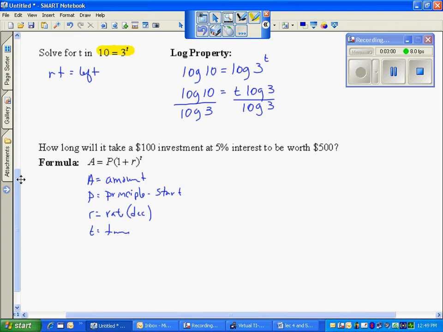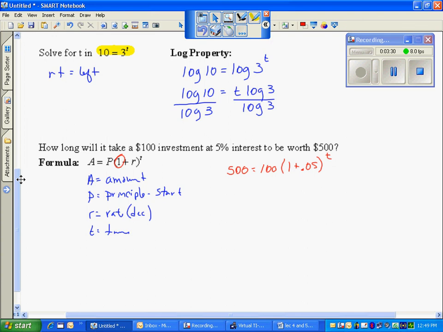So the situation says that I have $100 and I'm going to invest it at 5%, and I want the end result to be 500. So I want to end up with 500 after I started with 100. You have a 1 in this position, which says keep the $100 and add it to the interest that you're going to be getting, and the interest is at 5%. So notice I converted it to a decimal, and I'm going to raise that to some unknown time period. That's what I'm looking for.